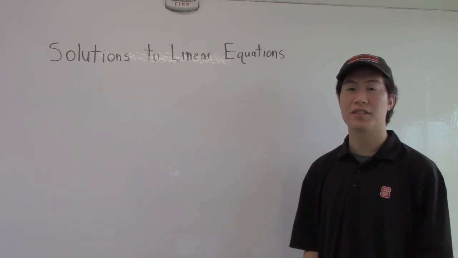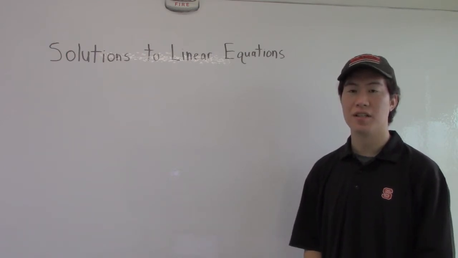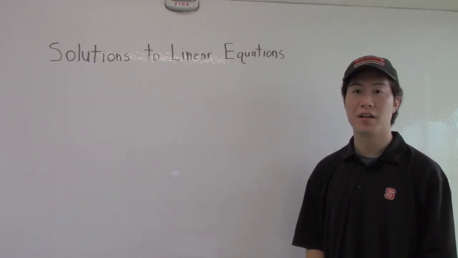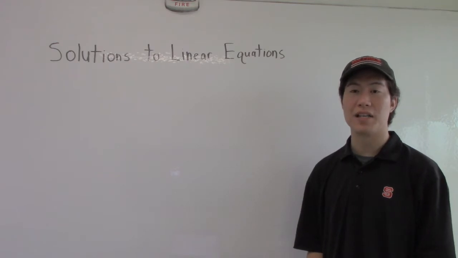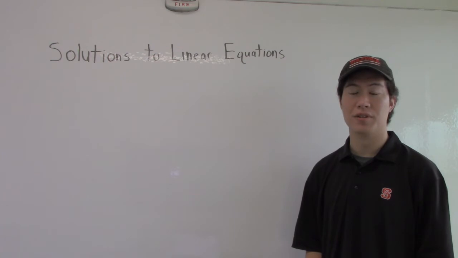So to get started, let's talk about what a linear equation is. A linear equation is an equation with an x value to the first power. An example of this would be y equals mx plus b, which is also known as the slope-intercept formula.